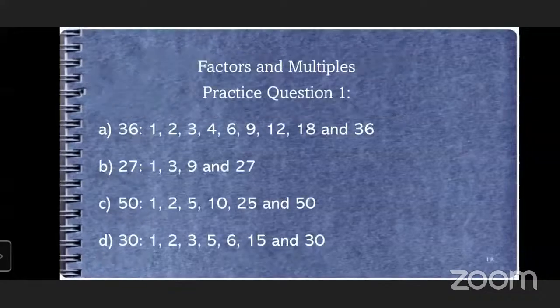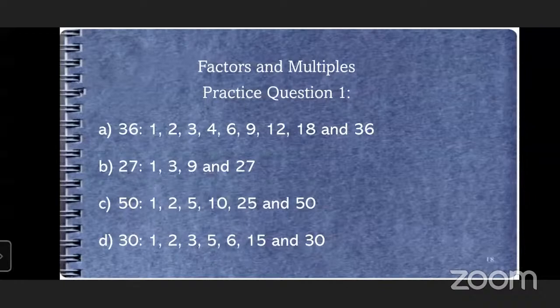Okay, let's check. The factors of 36 are 1, 2, 3, 4, 6, 9, 12, 18, and 36. Means these are the numbers which can exactly divide 36 without any remainder. Now, second one, 27. 1, 3, 9, and 27. Only 4 numbers are there, including 1. So they can divide 27 exactly.